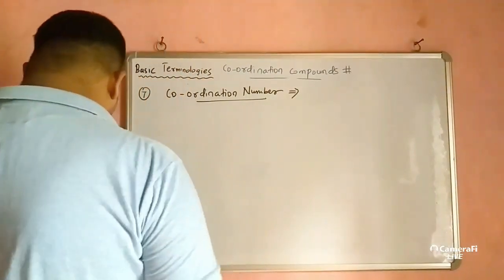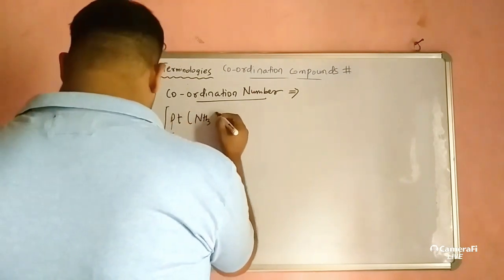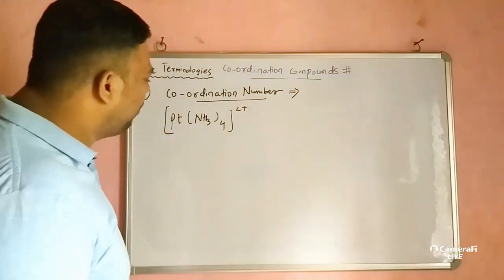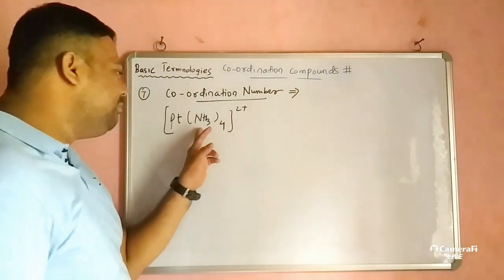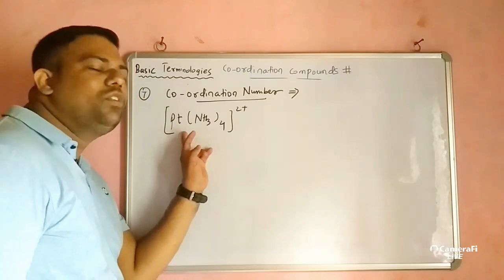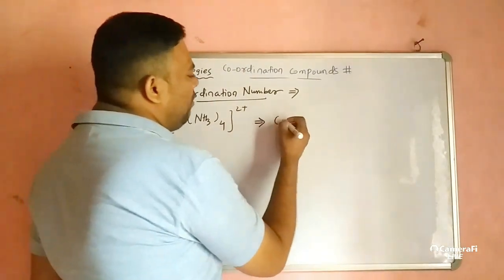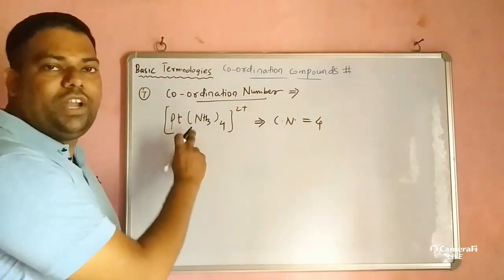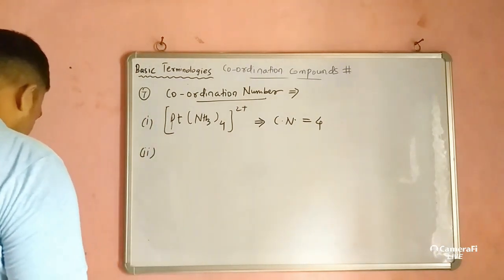I will write one complex here, say [Pt(NH3)4]2+. Coordination number means how many ligands are directly bonded with this central metal atom. Here ammonia is the ligand. We call that the coordination number of that complex. So here the coordination number of this complex is total 4, because ammonia is a monodentate ligand.